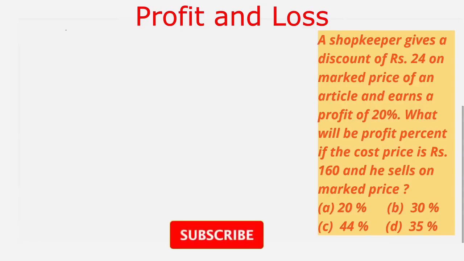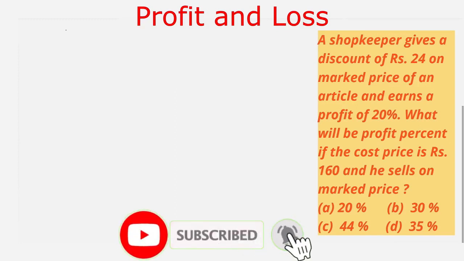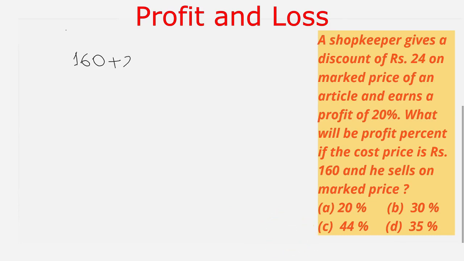We solve this question. It is very easy question. The cost price given to us is rupees 160 plus 20% profit. 10% is 16, therefore 20% is 32. So this comes out to be equal to 160 plus 32 is 192. The selling price is 192 and marked price is 24 more than this. So 192 plus 24 is 216.